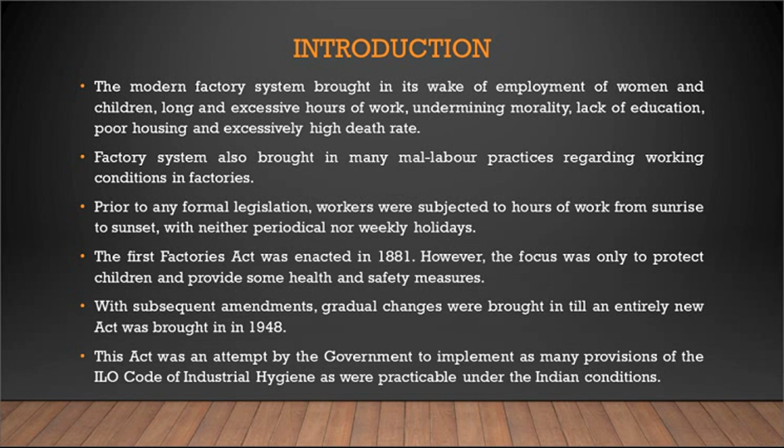Because there was no formal legislation which governed the working conditions of workmen, they were prone to more exploitation, more accidents, and there was no safety provided for them. So, the first Factories Act was enacted in the year 1881. However, the focus of the Act was very minimal. It was only to protect children and provide some basic health and safety measures. Hence, with subsequent amendments, a lot of gradual changes were brought in, till it was all repealed and a new Act was brought in the year 1948.